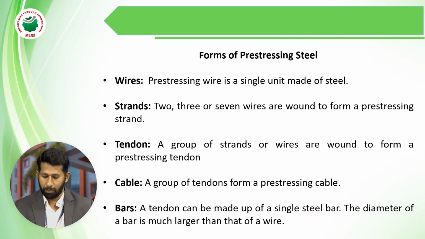The forms of prestressing steel are generally wires, strands, cables, tendons, and bars. So these are the forms of the tendons. Wires, strands, cables are often used as synonyms. Strand refers to two or more wires twisted together to form a single unit, that is called a strand. Tendon and cable are groups of wires. Bars generally have a larger diameter compared to strands, wires, tendons, and cables, or a single wire.